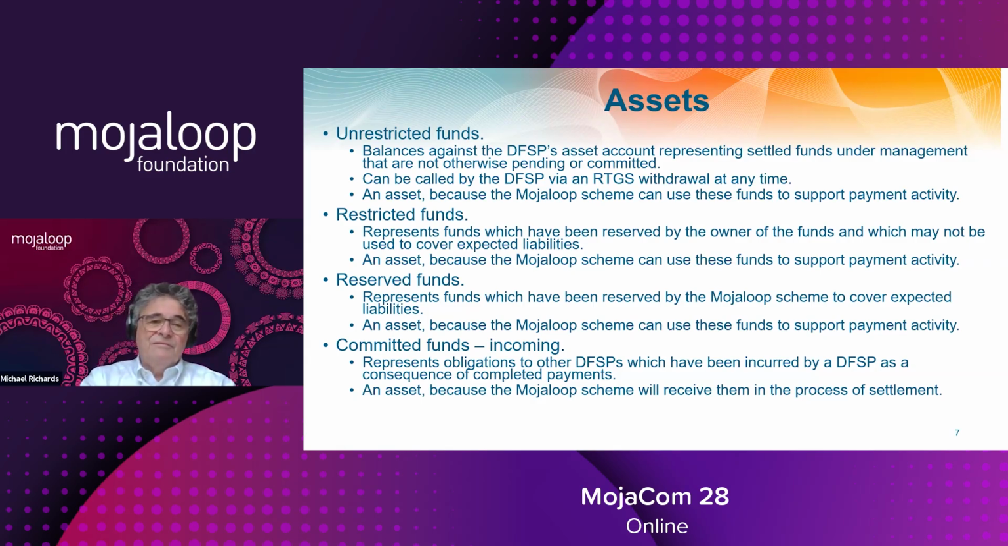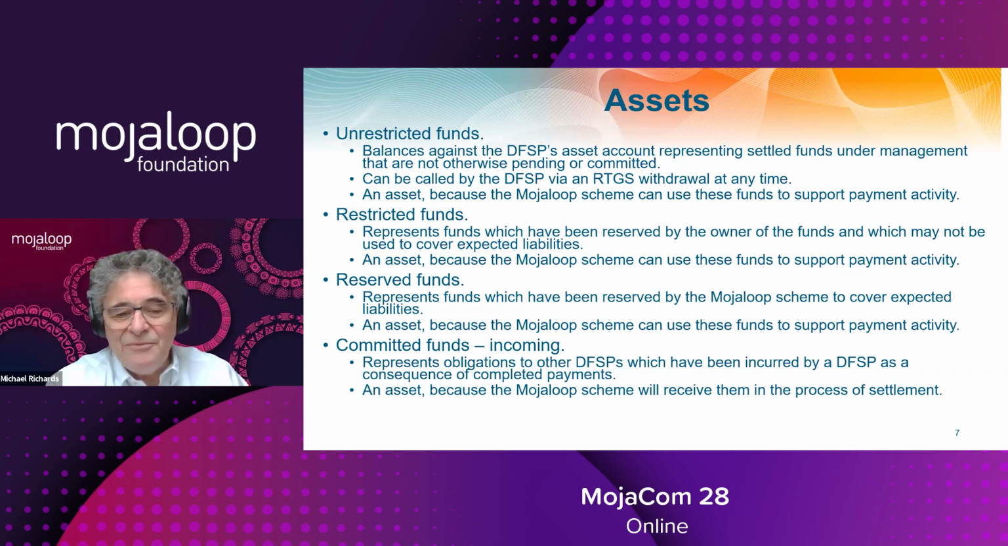Reserved funds represent funds which the Mojaloop scheme has reserved to cover expected liabilities. Effectively, those are transfers in flight, payments in flight. It's an asset because we're using those to support payment activity. And finally, there are committed funds incoming, and those represent funds which the scheme will get because the DFSP owes them to another DFSP as a consequence of completed payments. It's an asset because the Mojaloop scheme will get them in the process of settlement. So those are the 7 sub-accounts that we are currently working with.